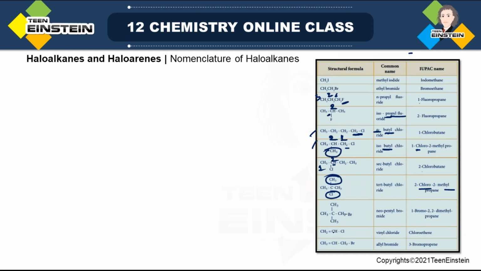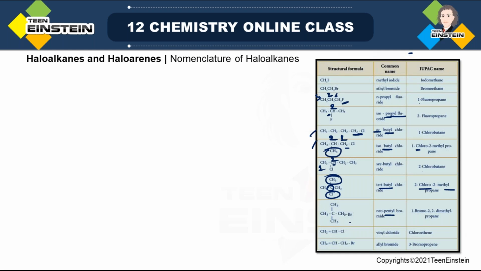Next molecule contains total 5 carbon, and this group is known as neopentyl. Now neopentyl and tertiary butyl, don't be confused between these two. These two are completely different. Tertiary butyl is total 4 carbon, with this 3 degree carbon, because this carbon is attached to 3 more carbon, with this 3 degree carbon halogen is attached.